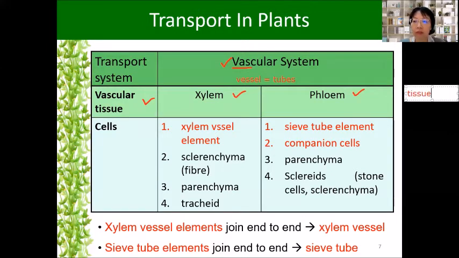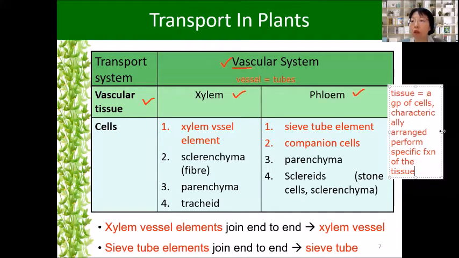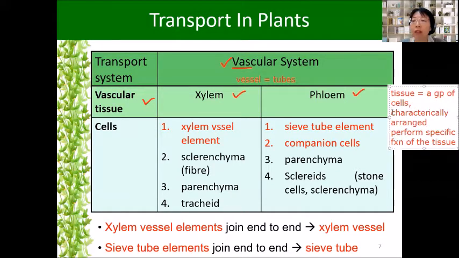A group of similar cells that perform a specific function, characteristically arranged. So tissue is a group of cells which may or may not be similar. Characteristically arranged means they are arranged in a certain kind of arrangement, and all of them perform the specific function of the tissue. So that's the definition of tissue.